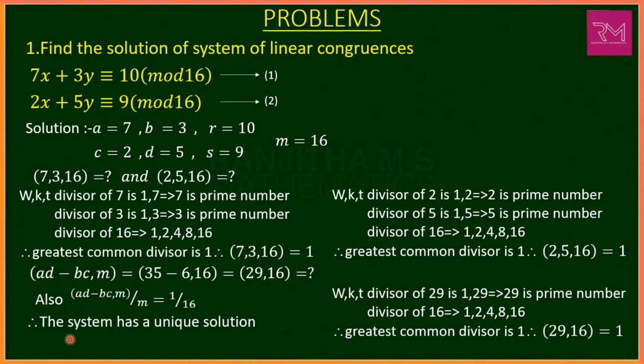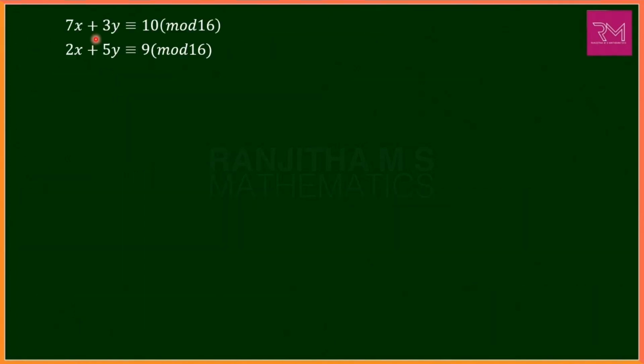Next, we have to find the values of x and y. In previous videos, once we concluded the system has a unique solution, we found the value of x. But in this one, we have to find the solution for two variables, x and y, because here we have two variables. For that, we have to consider equation 1 and equation 2.